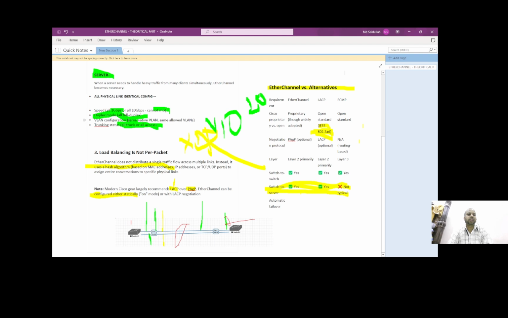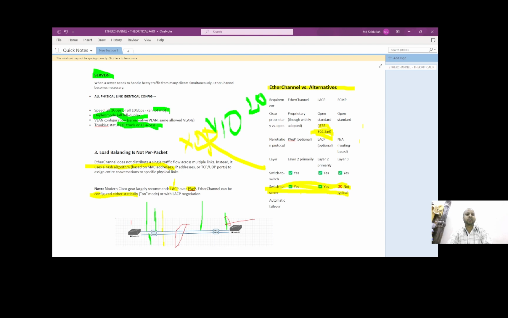When you configure the switch, you will see VLAN configuration. What is necessary for the VLAN configuration? Same native VLAN and same allowed VLAN. If you give the allowed access VLAN, then both ports need to be in the same VLAN. Trunking status: what is the meaning? It's all trunks or all access. It means it works for access ports as well as trunk ports, both.